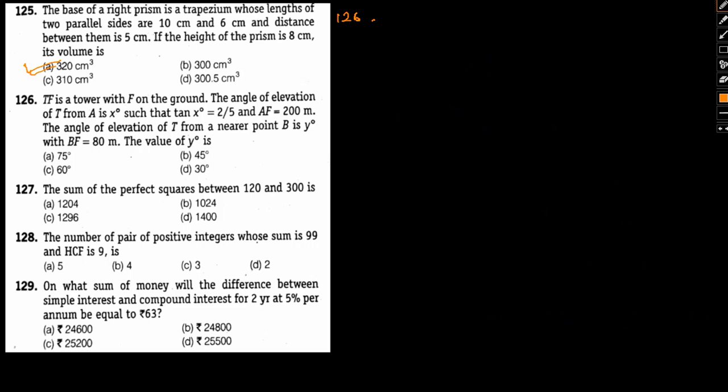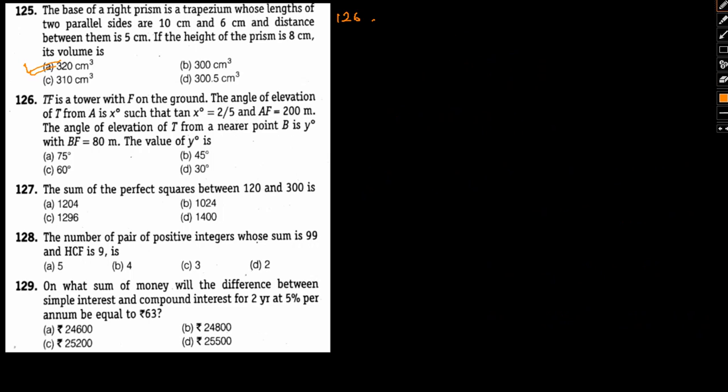126. TF is a tower with F on the ground. The angle of elevation of T from A is x degree, such that tan of x degree equals 2 by 5. AF is 200 meters. The angle of elevation of T from the nearer point B is y degree, with BF equal to 80. Find the value of y degrees.